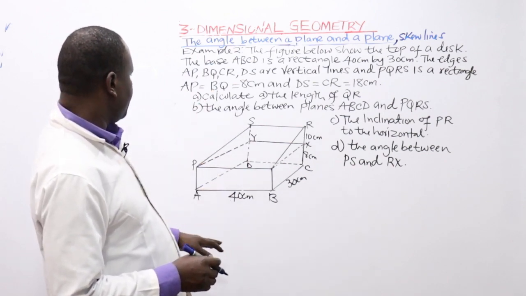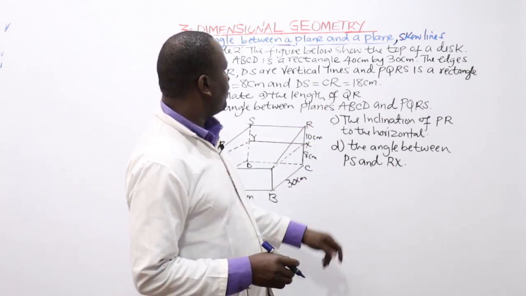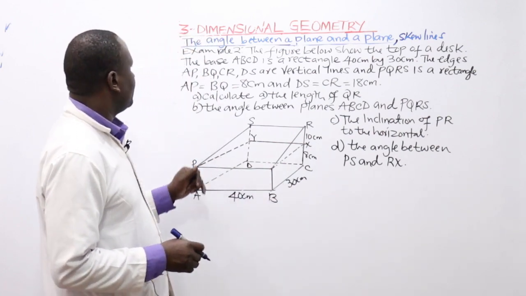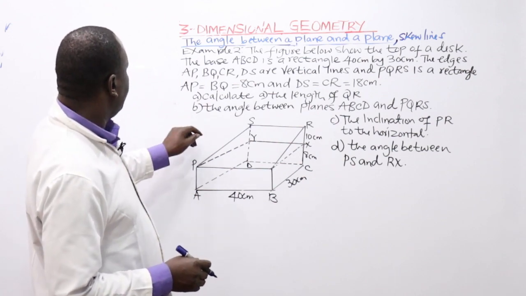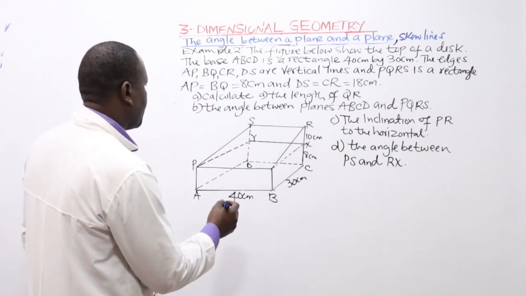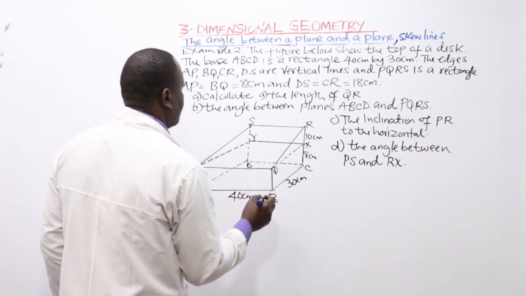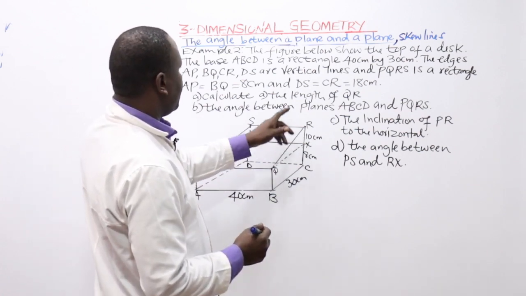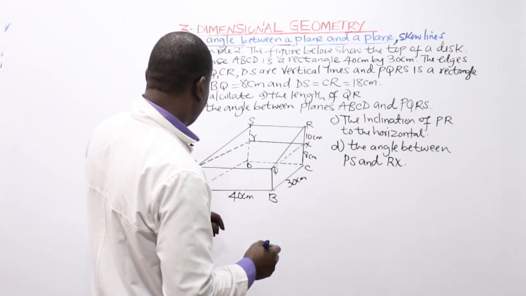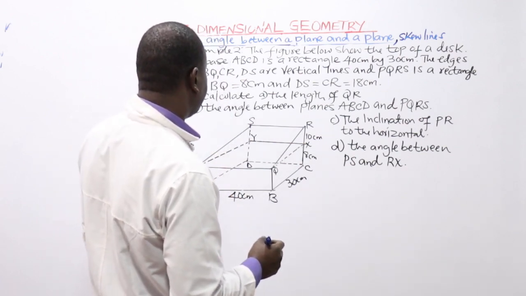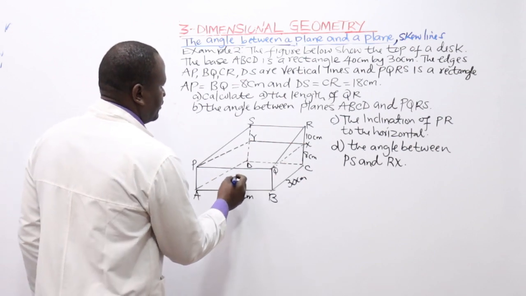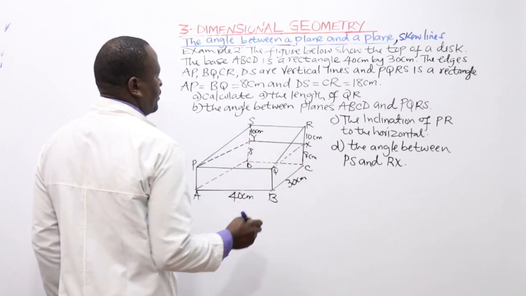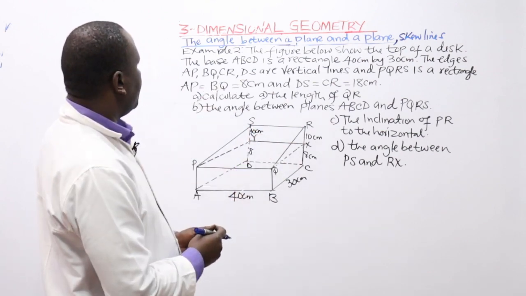The base ABCD is a rectangle of 40 centimeters by 30 centimeters. The edges AP, BQ are all 8 centimeters. DS is 18 centimeters. So if this is 8, this is 10. So it is inclined.